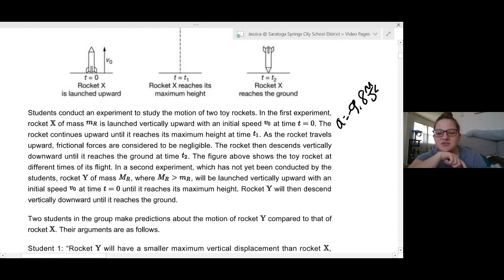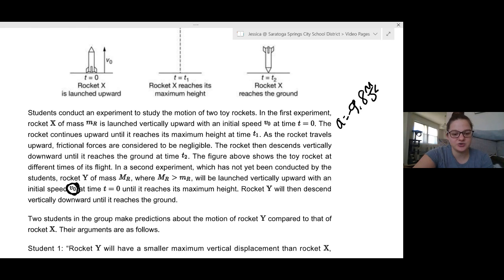The figure above shows the toy rocket at different times. We have a second experiment, which hasn't been conducted yet, where the student launches rocket Y of mass M_r, and M_r is bigger than little m_r. So big M is bigger than little m. It's launched vertically upward with the same initial v0 at time t equals 0 until it reaches its maximum height. Rocket Y then descends.